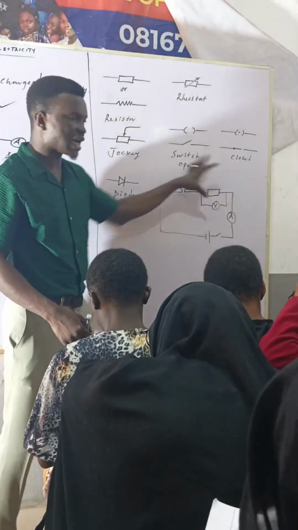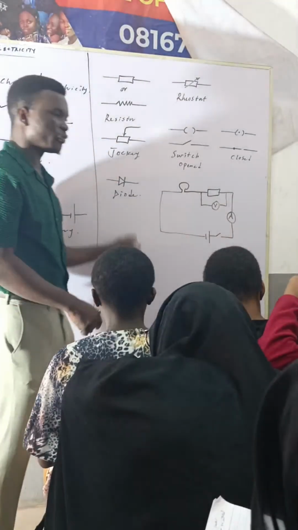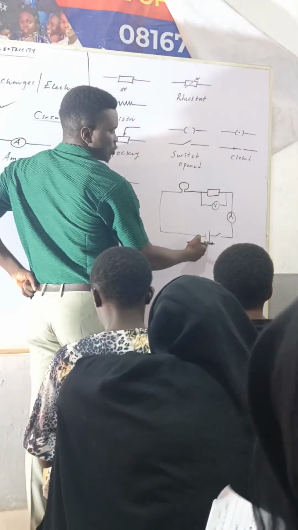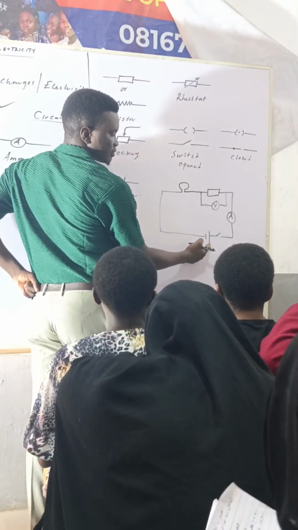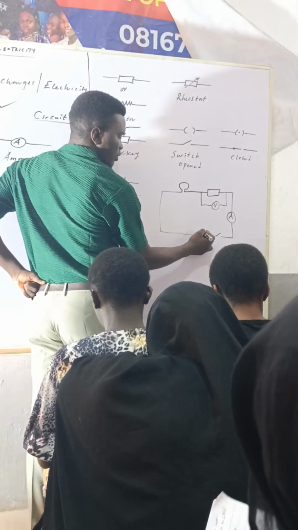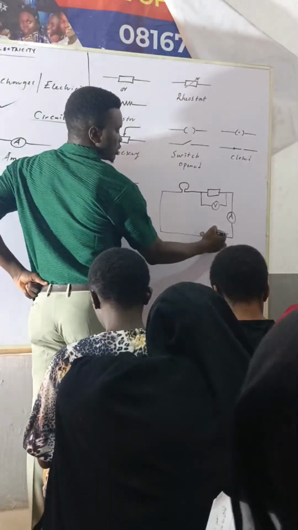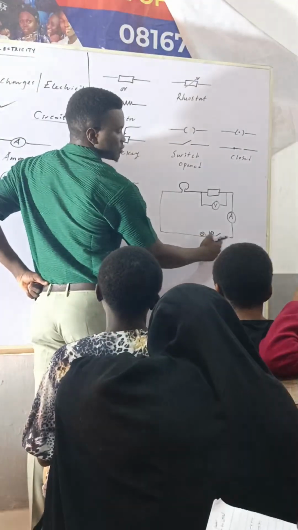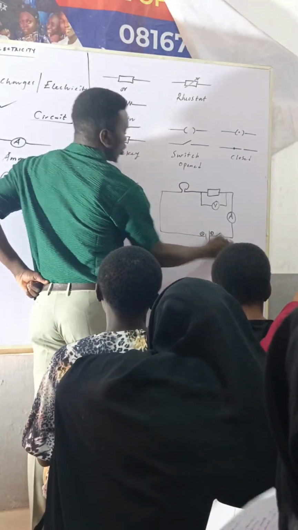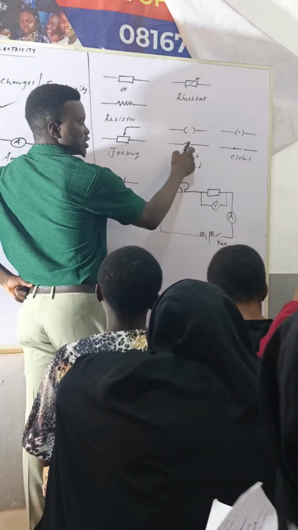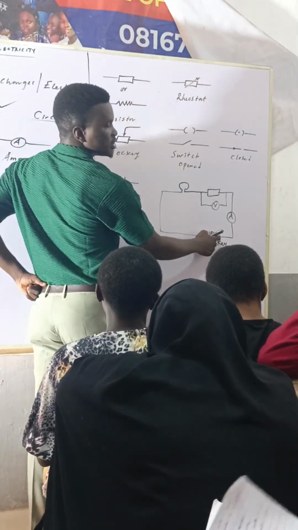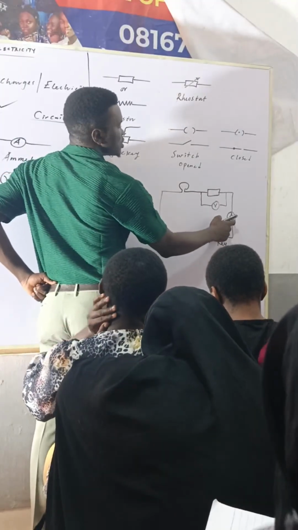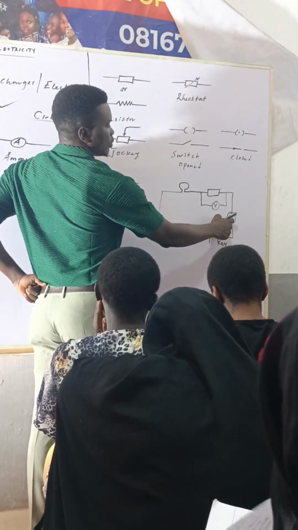Now, in this circuit, charges want to flow. What does this represent? Which part is negative here? The smaller one. It's something you need to know. This part is positive. What does this represent? You can call it a key or a switch. Now, this key, is it open or closed? Open. What is the function?